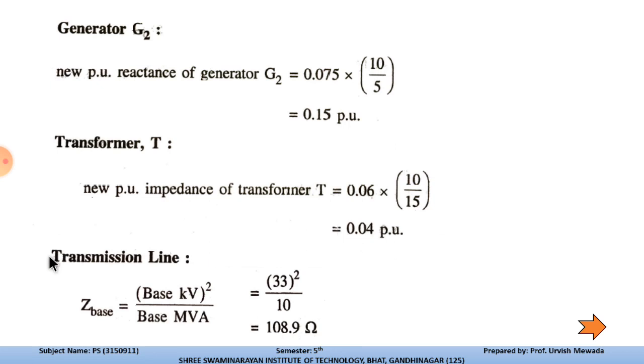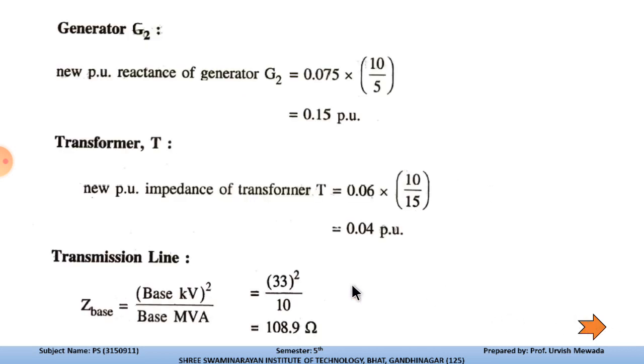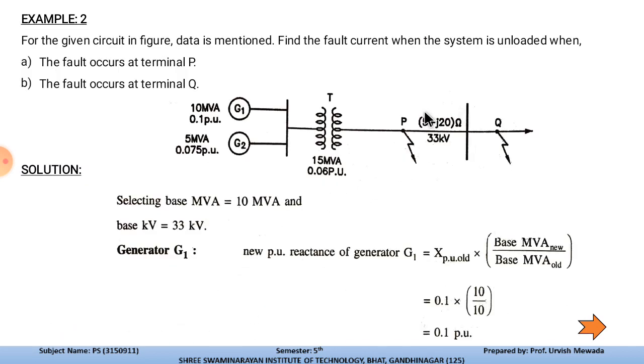Now let us solve this for the transmission line also. Z base is equal to base kV squared divided by base MVA. We already have the value of base kV, that is 33 kV from the given diagram, and the base MVA that we have selected for this line is 10.